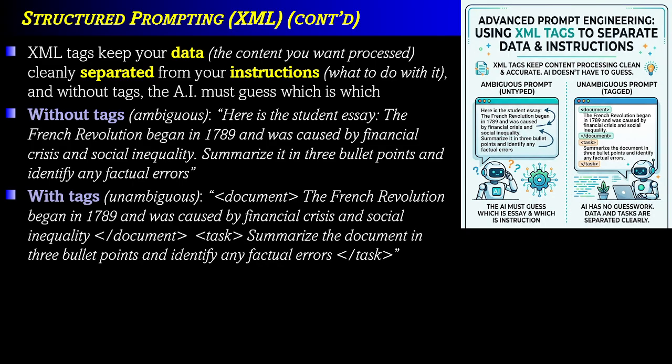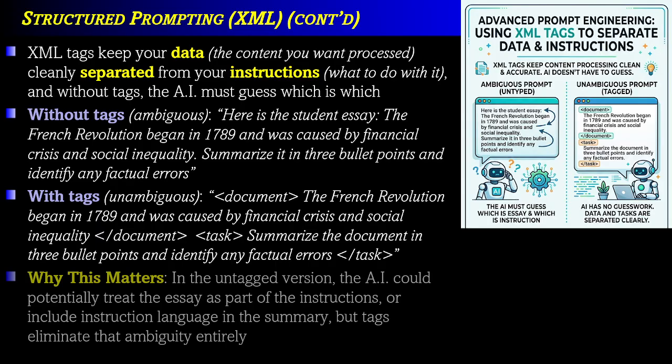But with tags, it's unambiguous. So we provide an opening tag, document. The French Revolution began in 1789 and was caused by the financial crisis and social inequality. Close the document tag. Open a tag, task. Summarize the document in 3 bullet points and identify any factual errors. Close the task tag. Now the AI has 2 very clear labels. What is the document and what is the task?